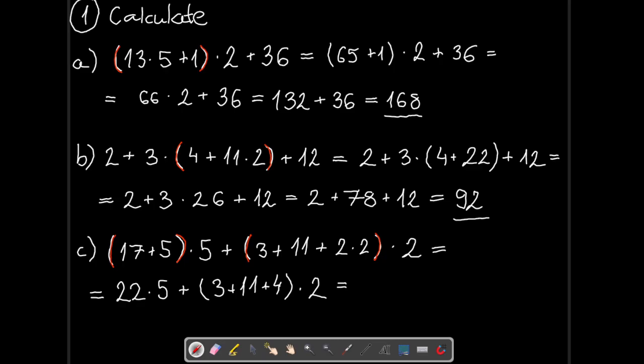Okay, now we can just add the numbers in the bracket together. So 3 plus 11 plus 4, that's 18, times 2. And now we are left with multiplication and addition. So multiplication is the operation we need to do first. So we need to multiply these two numbers first.